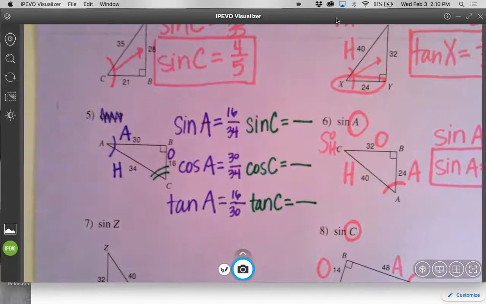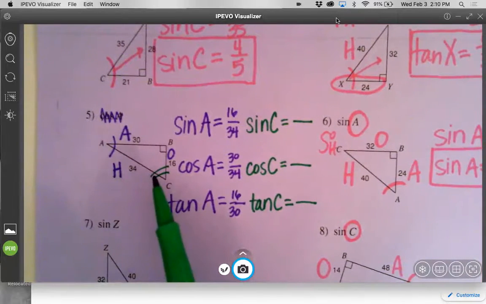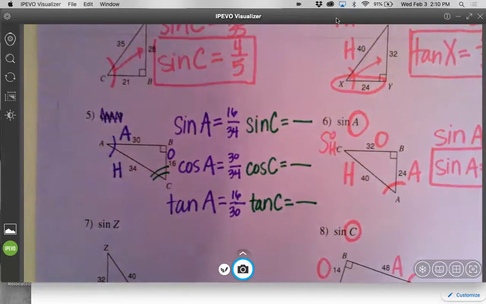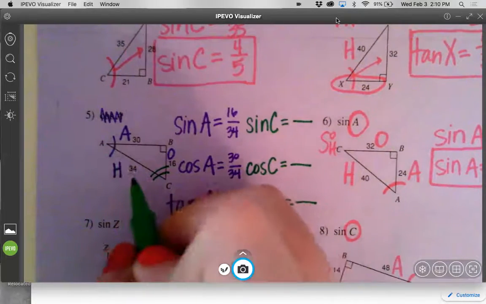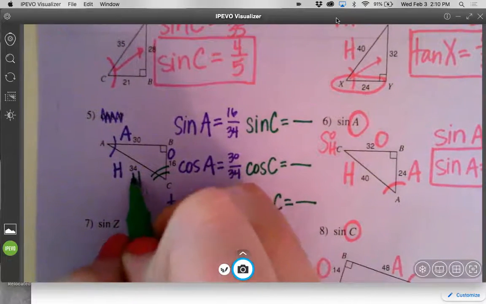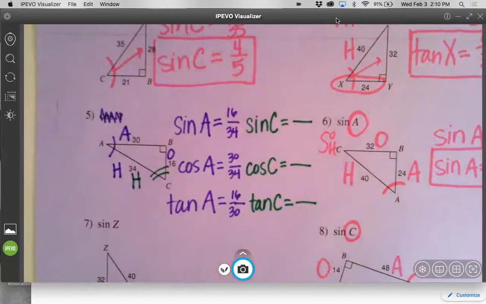All right, so we're going to relabel with this new color because we're now using a new angle. Which of the sides is going to have the same label still? Is the O or the A or the H going to stay put? The H, there it is. The hypotenuse stays put because it's always across from the 90. It doesn't matter which of those two angles, A or C, you're using. The hypotenuse is always in the same spot across from the 90.